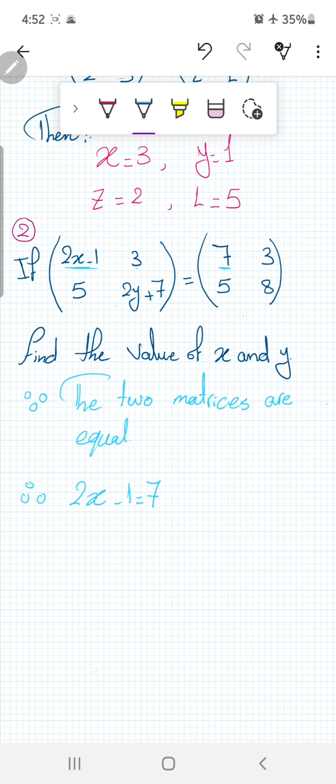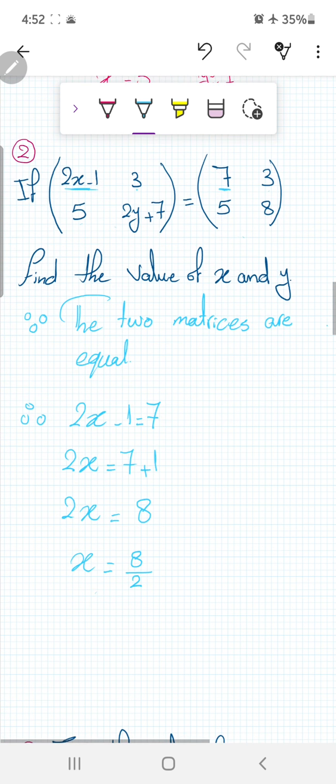It's an equation of first degree. First, move negative 1 to the other side with the opposite sign, which is positive 1. So 2x equals 7 plus 1, which is 8. So 2x equals 8. We want to get the value of x. Move 2 to the other side by the opposite operation, which is division. So 8 divided by 2, we have x equals 4.